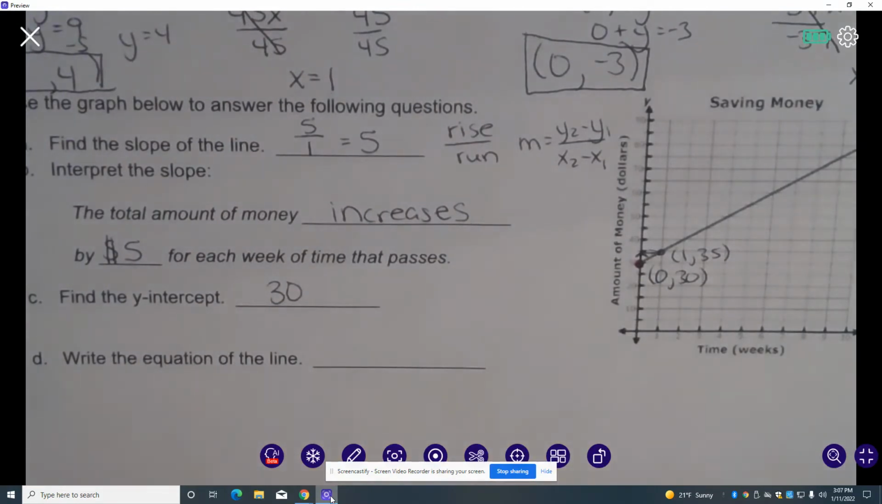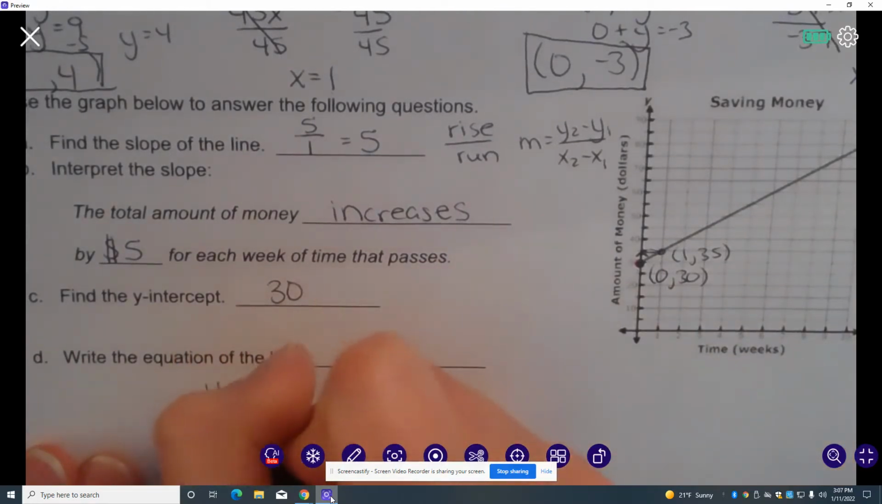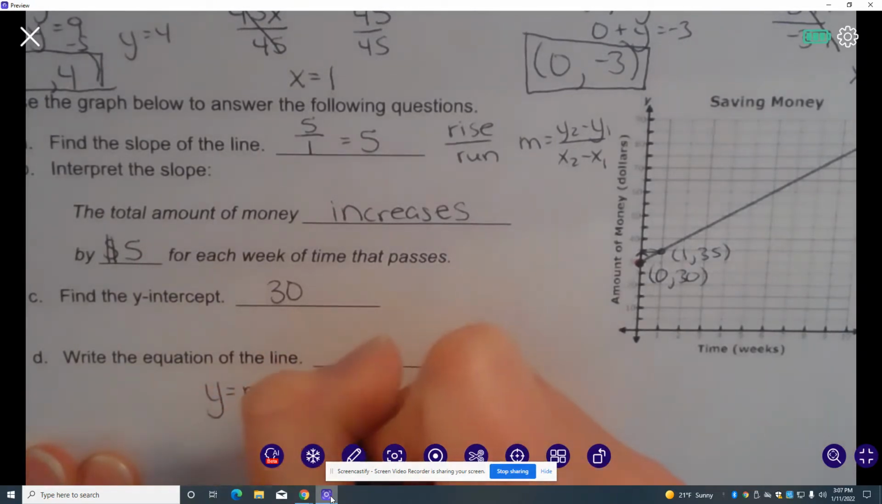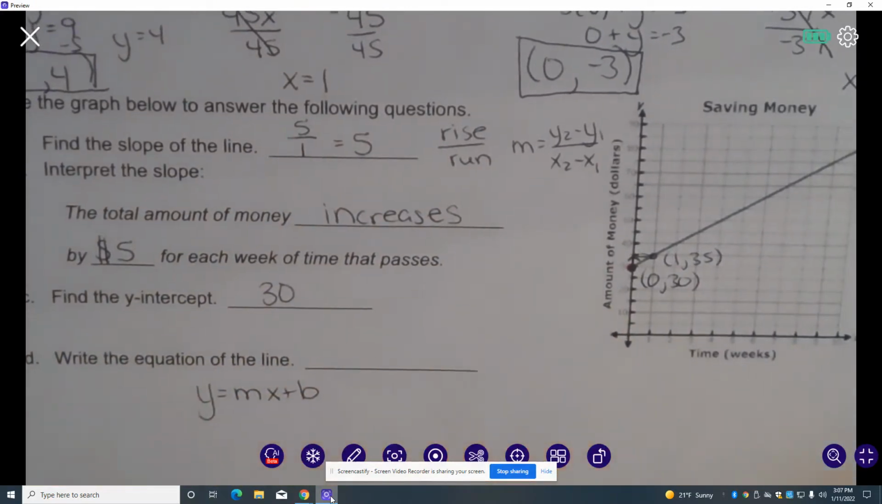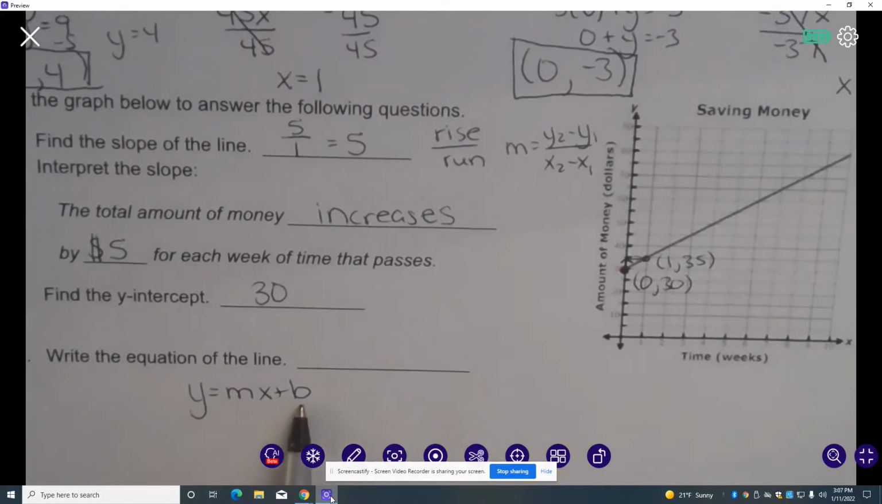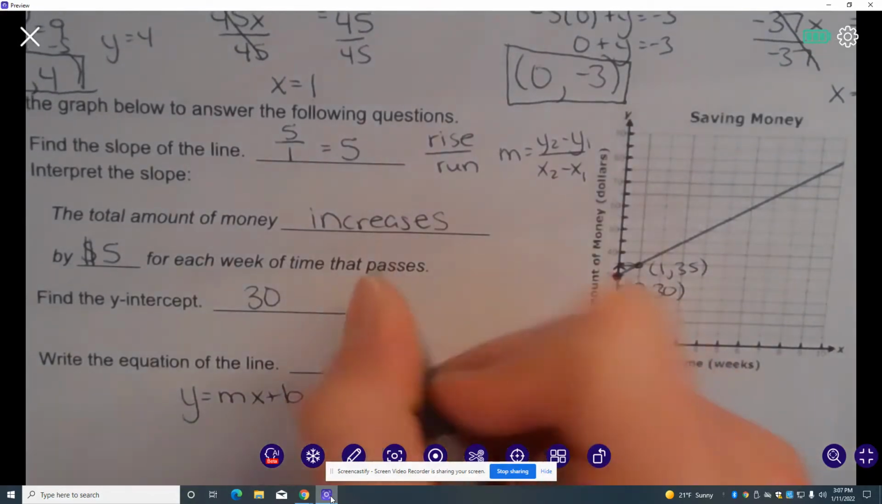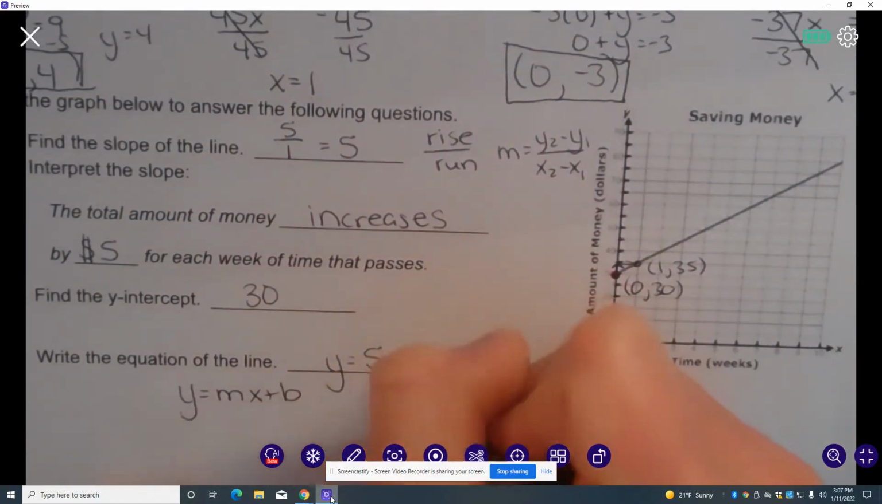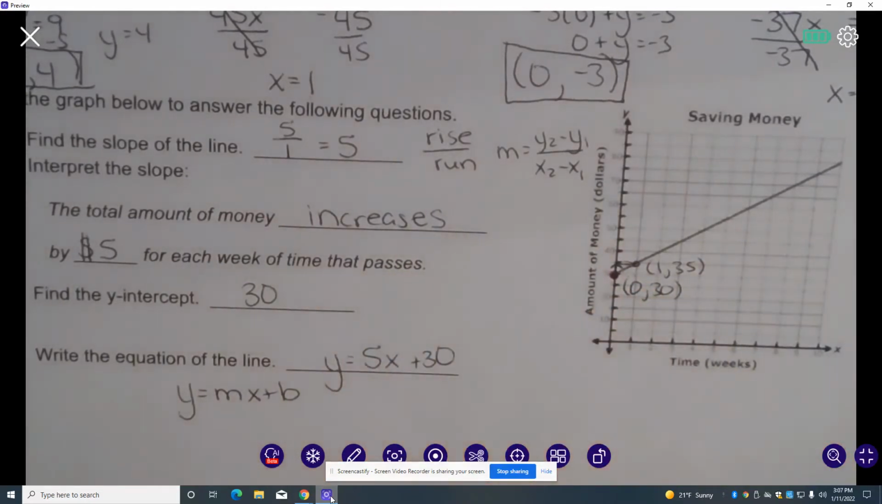Now they want me to write the equation of the line. So remember that an equation of a line can be written in the form y equals mx plus b. This is a great form to use when you know the slope and the y-intercept. So m, the slope, is 5, and the y-intercept is 30. So there's my equation of the line. We're going to go ahead and move on to number 3.